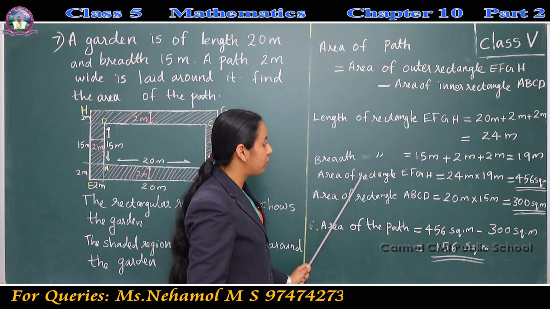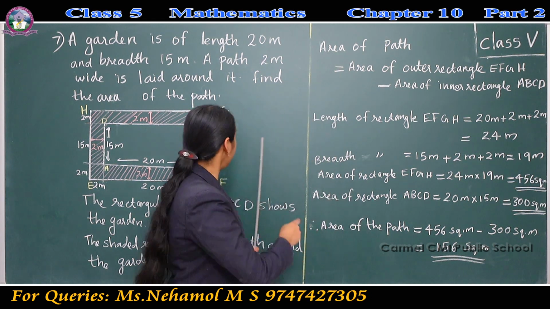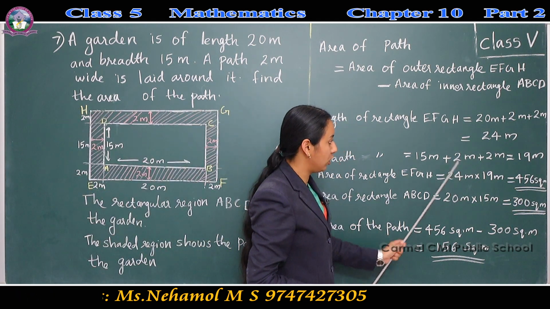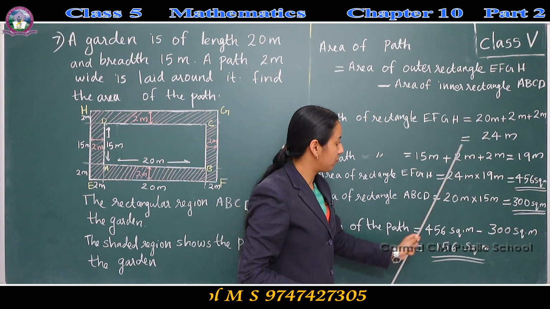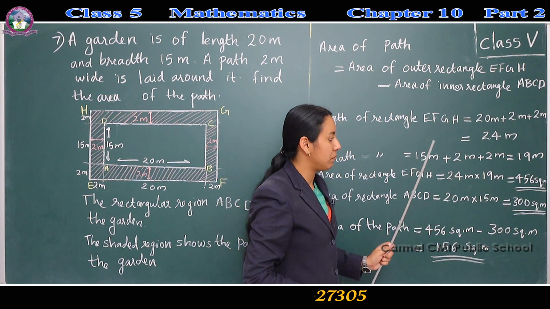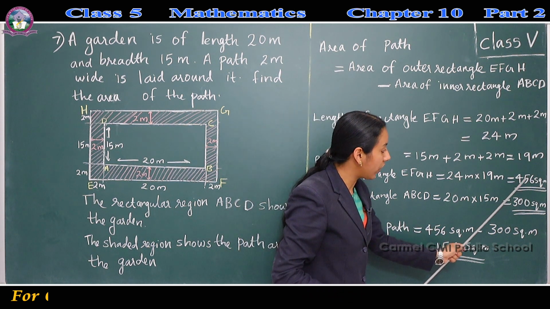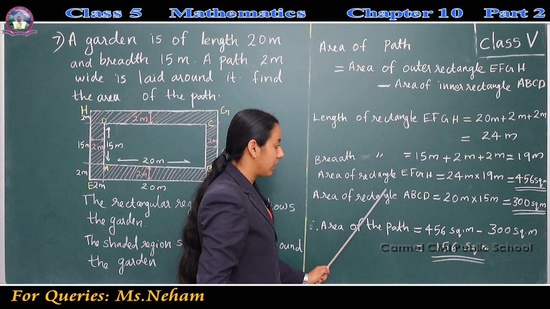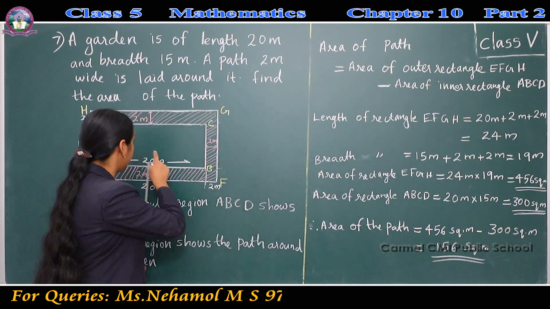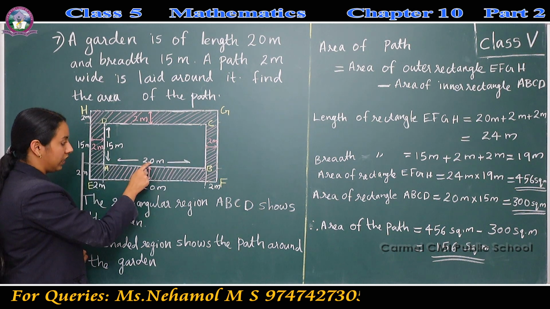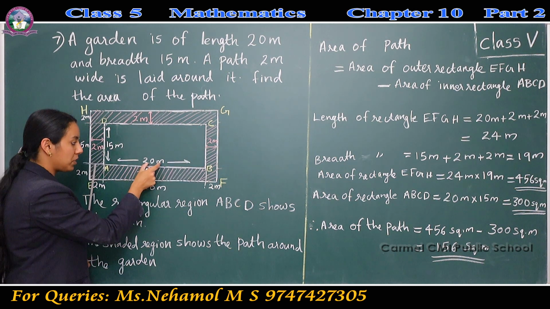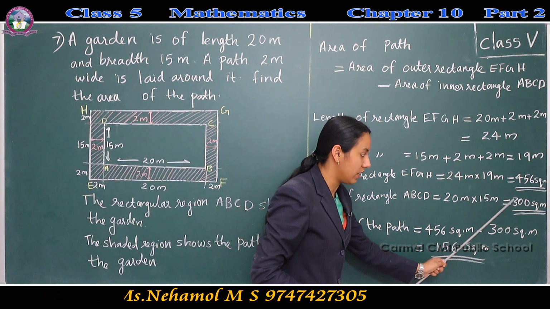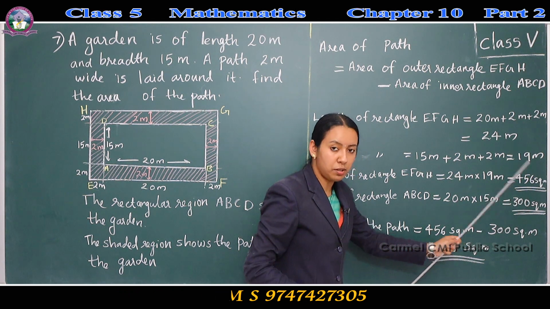Then area of rectangle EFGH. Now we can find area of the outer rectangle EFGH, that is equal to length into breadth. 24 meter into 19 meter, that is equal to 456 square meter. Then area of rectangle ABCD, area of inner rectangle. Length is there, breadth is there. So 20 meter into 15 meter, that is equal to 300 square meter.